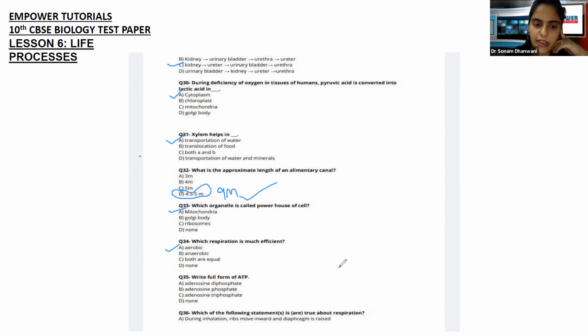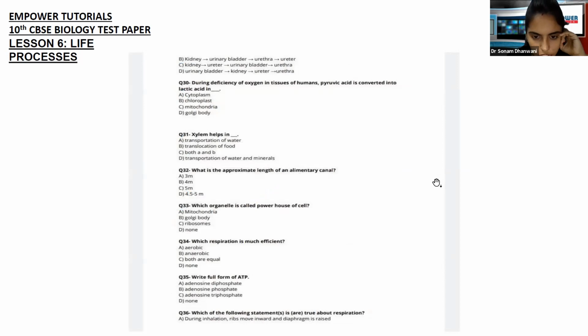Next, write the full form of ATP. What is ATP and what is ADP? ADP is adenosine diphosphate, with two molecules of phosphate, which later gets converted into ATP with one additional molecule of phosphate. That is the process of phosphorylation, which we have also studied in our theory classes of photosynthesis. So ATP becomes adenosine triphosphate. The correct answer is adenosine triphosphate, option C. Okay, guys, are we clear with all these? Can I go ahead?